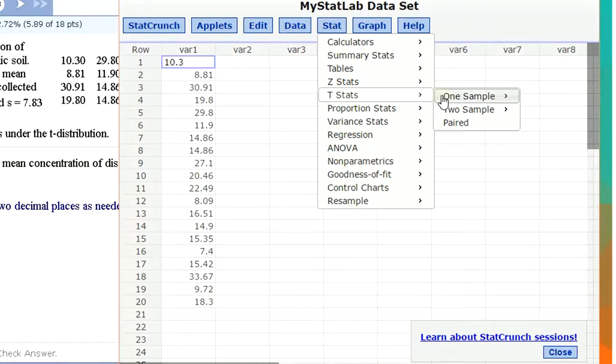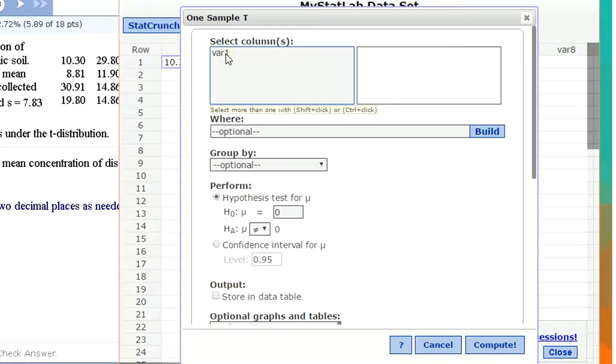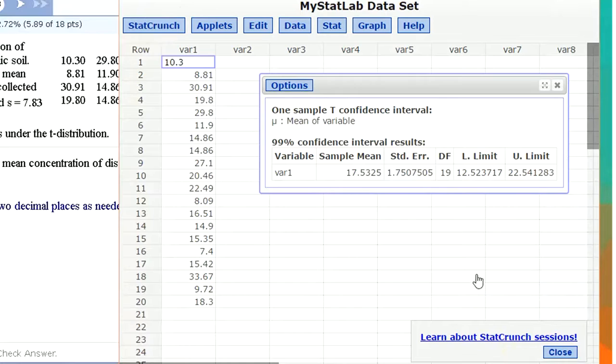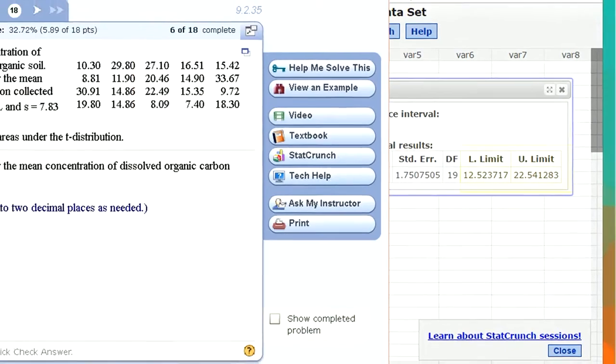Stat menu, T Stats, one sample, with data. All right, select the column in var1, and we select the confidence interval at a level of 0.99. Hit compute, and you've got it. That's all there is to it.